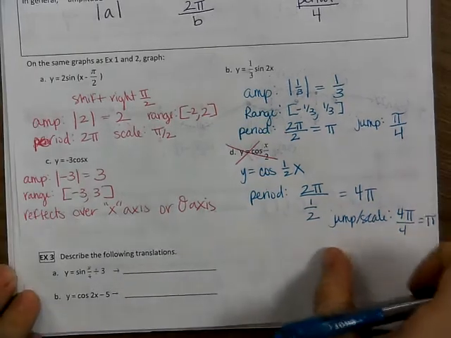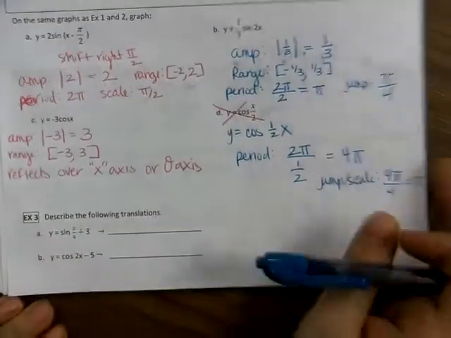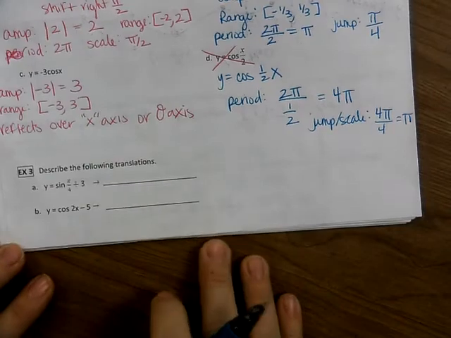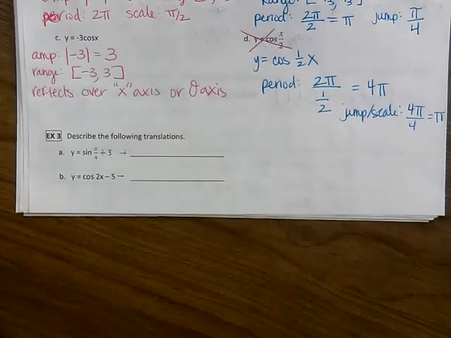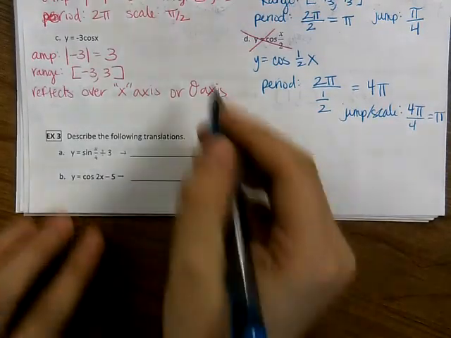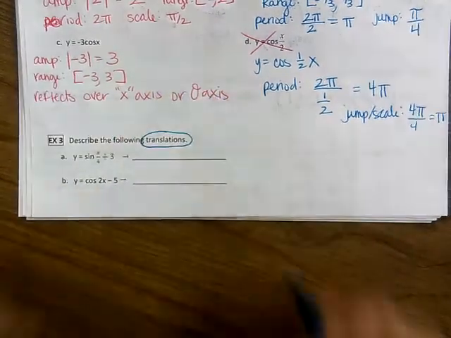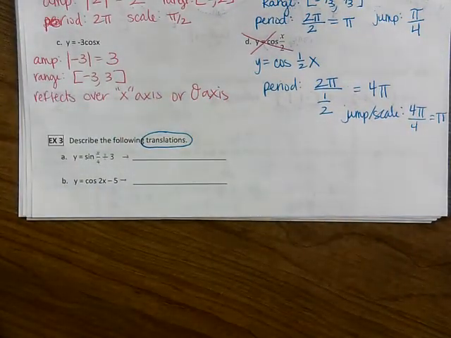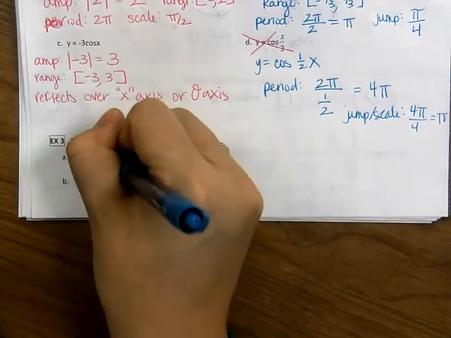Okay, so we haven't looked at a lot of shifting. We had one shift there, but we're just going to describe some of these transformations that are going on here. So when you talk about a translation, what is that talking about? Just left or right, up or down. That's all this is talking about. That's all we have to describe. So look at A, just so you know, it's kind of hard to read. This is a plus sign here.